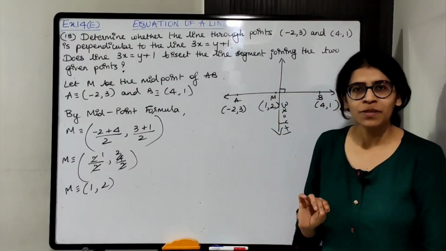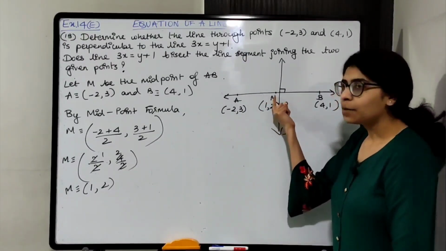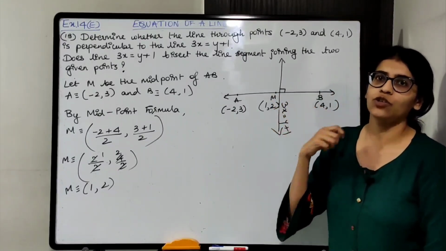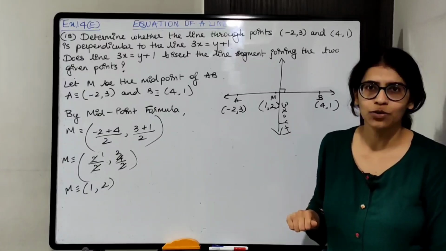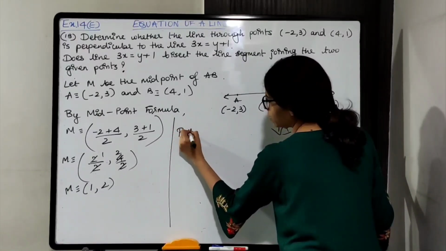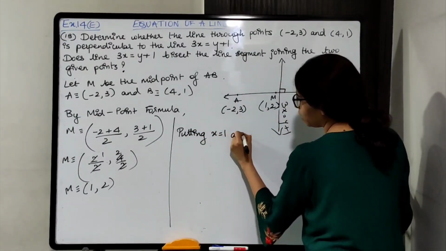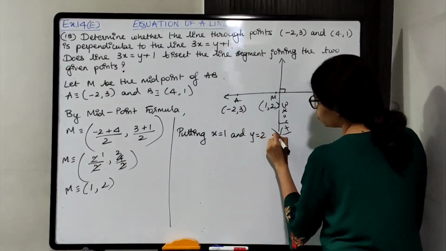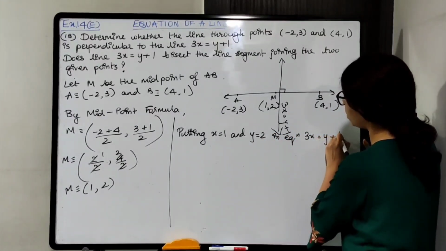m का coordinates मिल गया. Now we need to check if m is satisfying the equation or not. Because if it is lying on the line, it has to satisfy the equation, and if not, it will not. So putting x equal to 1 and y equal to 2 in equation 3x equals to y plus 1.